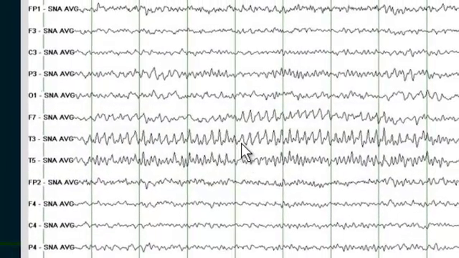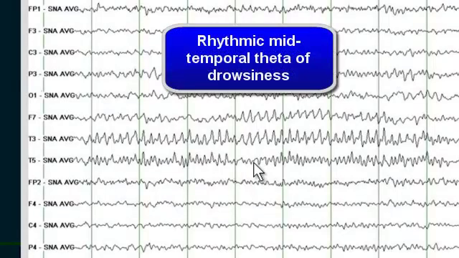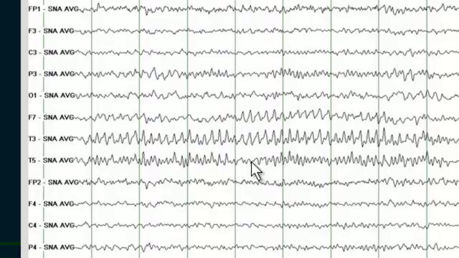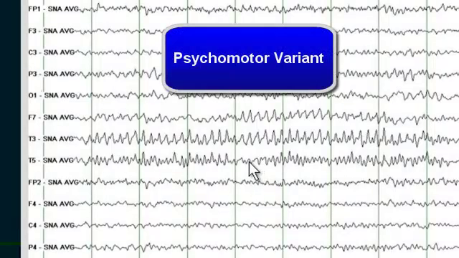You see a rhythmic activity here, so 1, 2, 3, 4, 5, 6, theta frequency that does not evolve in amplitude and frequency a whole lot from the beginning here to the end here. You see it in three channels. This is something that's called rhythmic mid-temporal theta activity of drowsiness. This was formerly thought to have some association with temporal lobe epilepsy and was called a psychomotor variant. But this is a benign variant. This has nothing to do with epilepsy.